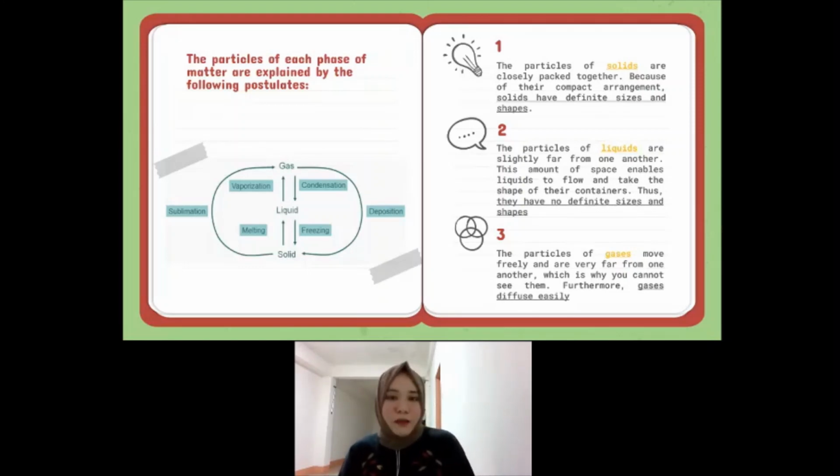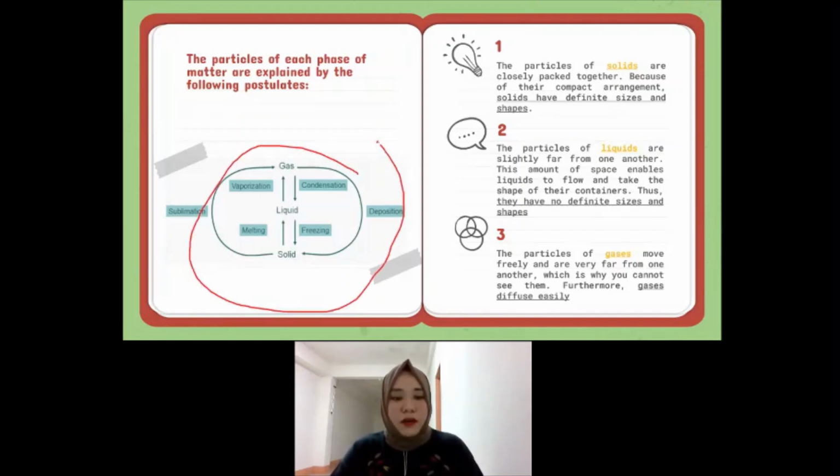Compared to solids and liquids, the particles of gases move freely and are very, very distant from one another, which is why we cannot see gases. We cannot see the particles of gases, of course. Furthermore, gases diffuse easily. In the picture on the right side of this slide, you can see the different states of matter: solid, liquid, and gas, and the different processes involved during these phase changes.